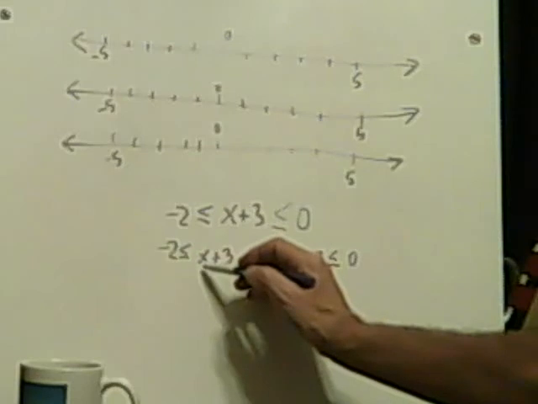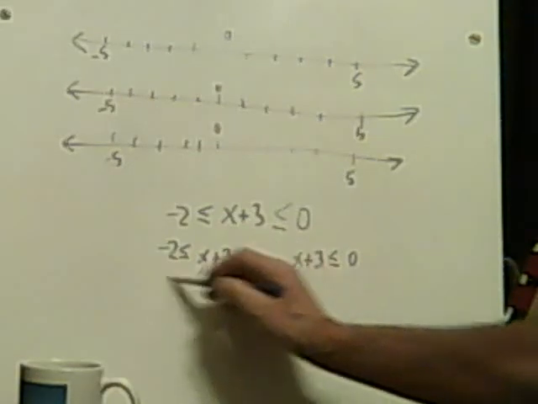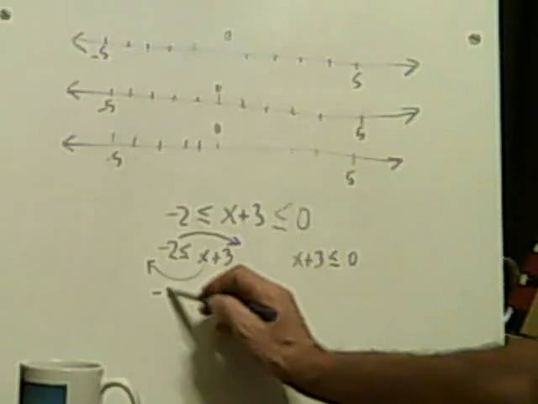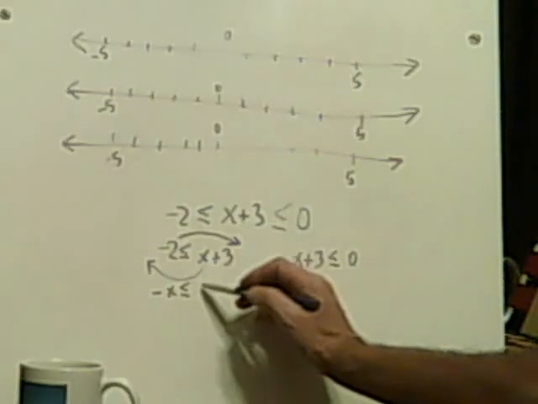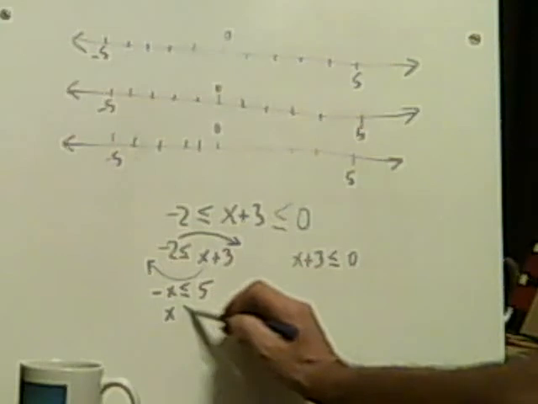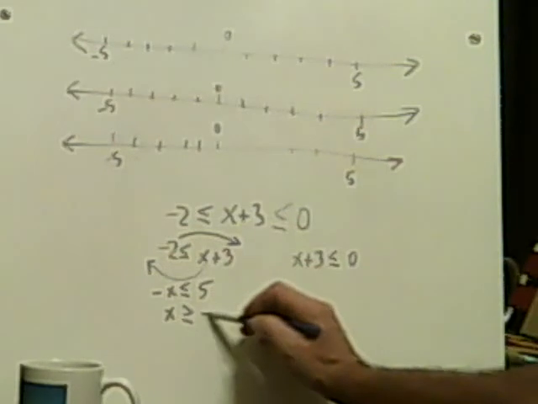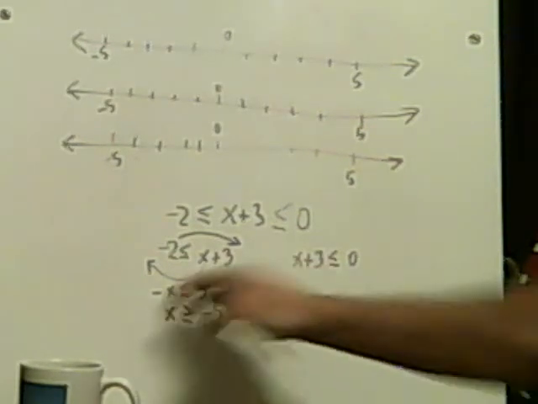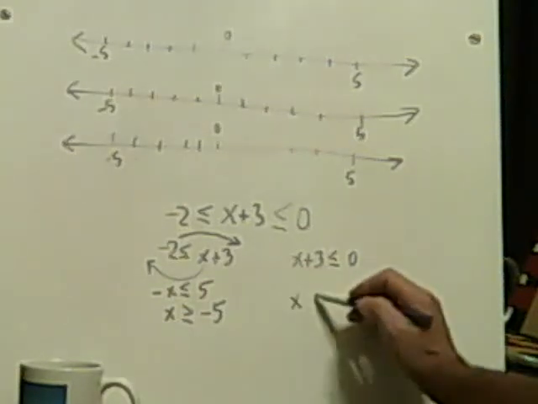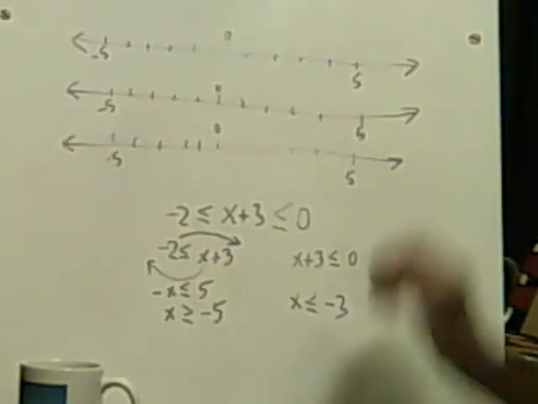So on this one, we want the x to go on the one side, the negative 2 to go on the other side. So we're going to have negative x less than or equal to 3 plus 2, or 5. And then x is going to be greater than or equal to negative 5. Because we're going to get the negative sign over to the other side. Now on the other hand, x is going to be less than or equal to negative 3, because we're going to bring it over.